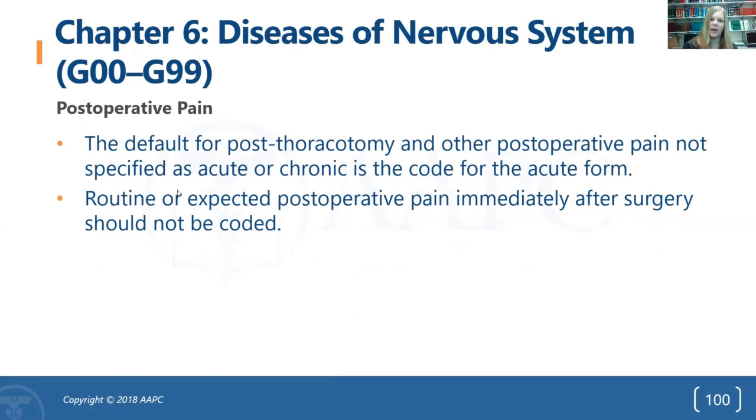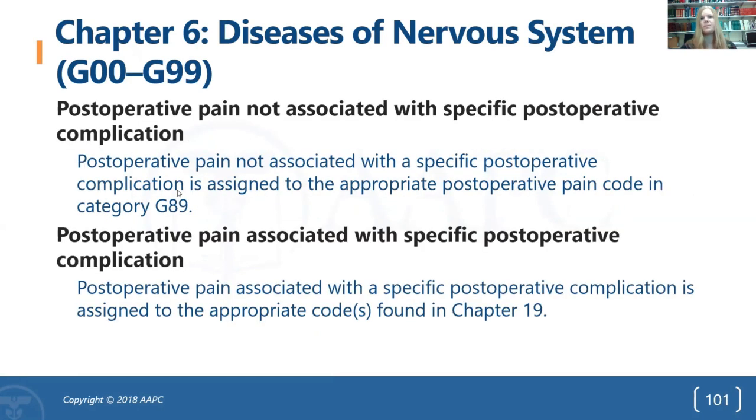For post-operative pain, the default for post-thoracotomy and other post-operative pain not specified as acute or chronic, you would code it as acute. So if it doesn't say acute or chronic, it's acute by default. As expected, routine or expected pain immediately following a surgical procedure should not be coded. For example, if a patient is like 4 hours post-op from their hysterectomy and experiencing pain, you're not going to code that pain because it's expected that the patient is going to have post-operative pain.